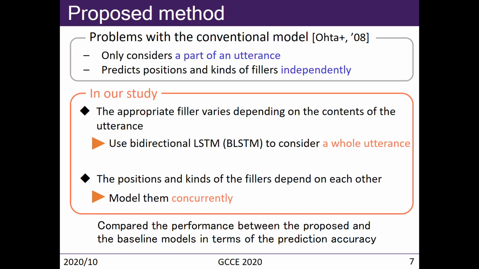Bidirectional LSTM is a type of a neural network often used to deal with a sentence in natural language processing. Then, the positions and the kinds of the fillers depend on each other. Thus, we model them concurrently. To sum up, we propose the filler prediction model based on BLSTM. In this study, we compare the performance between the proposed and the baseline model in terms of the prediction accuracy.